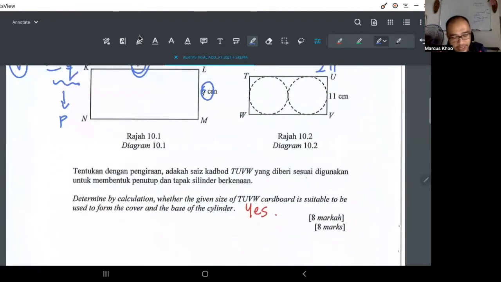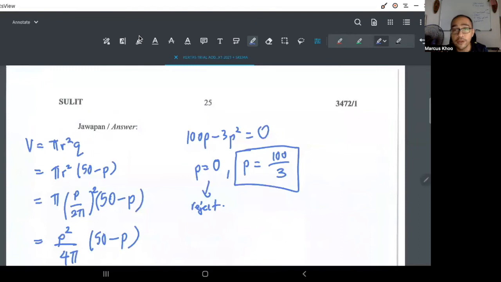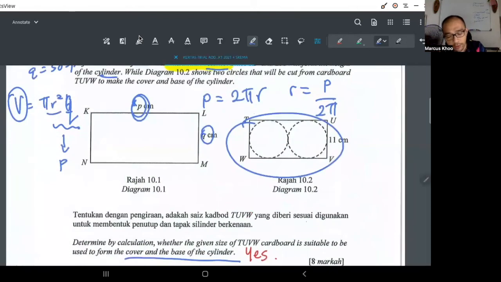if you're given this size of the cardboard, can it be used as the cover and the base of the cylinder? So now we know that the circumference of the circle is at least 100 over 3, or what's 100 divided by 3? 33.33, okay, 33.33 cm. Our cylinder's minimum circumference must be 33.33 cm.